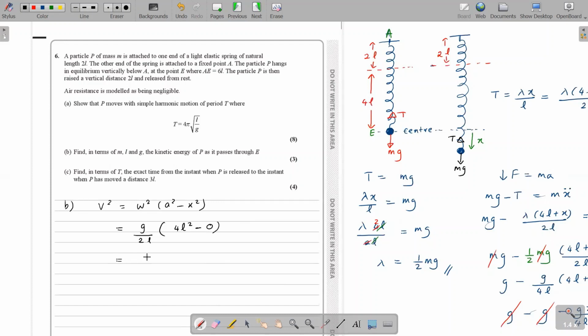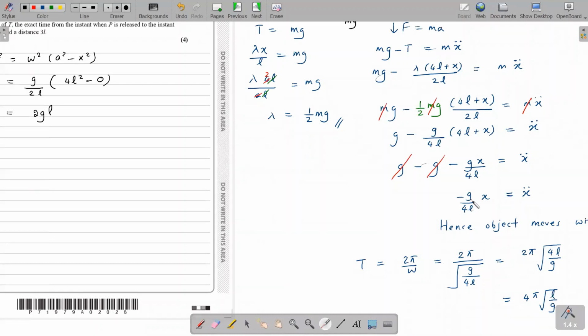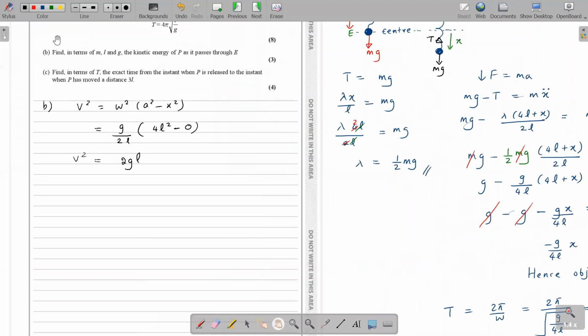So I get here v squared equals 2gl. Yeah, the omega squared value is g over 4l, so this should be g over 4l. When the 4 and 4 cancel, I get simply gl. So v squared is gl, and v is root gl.